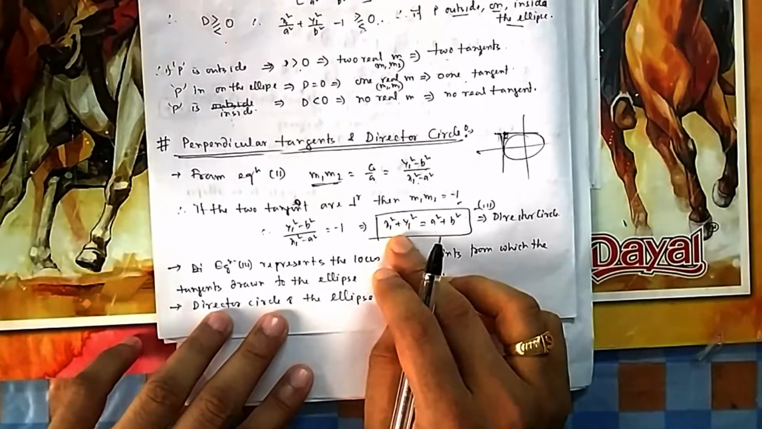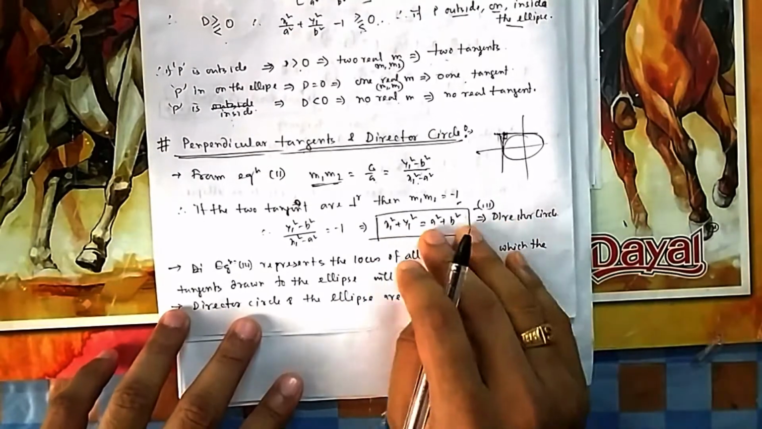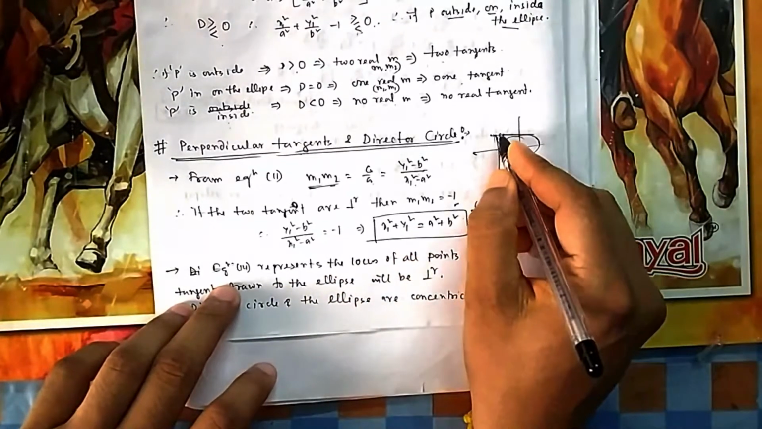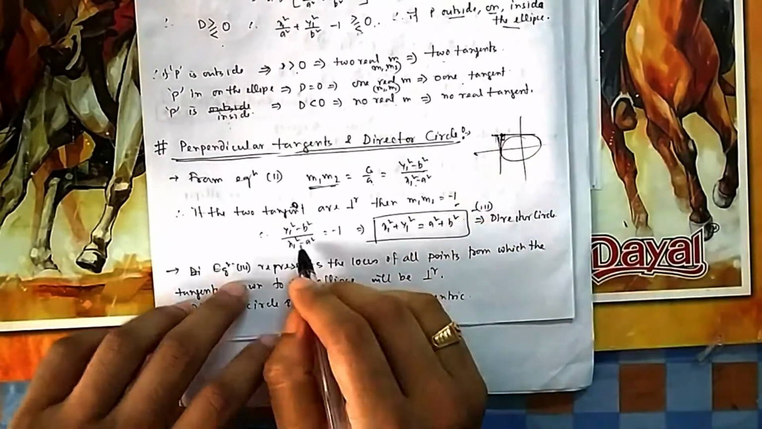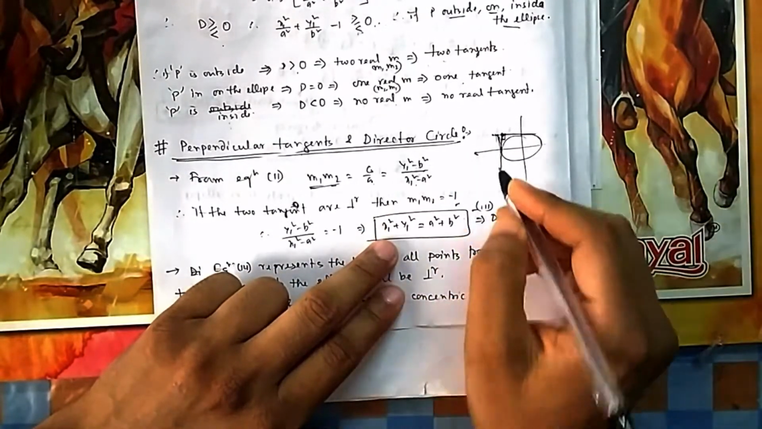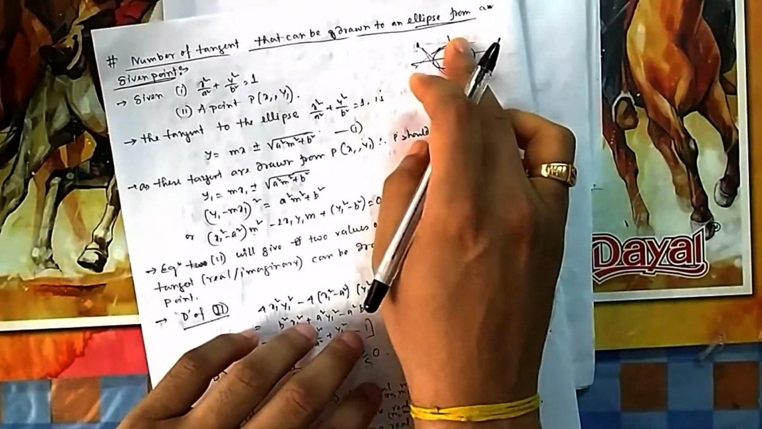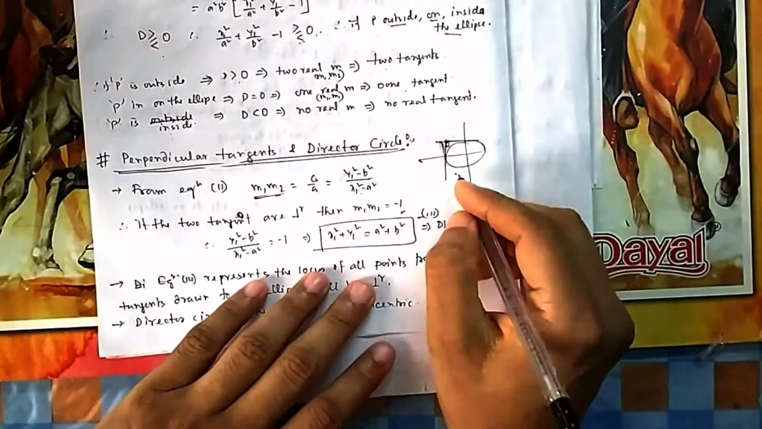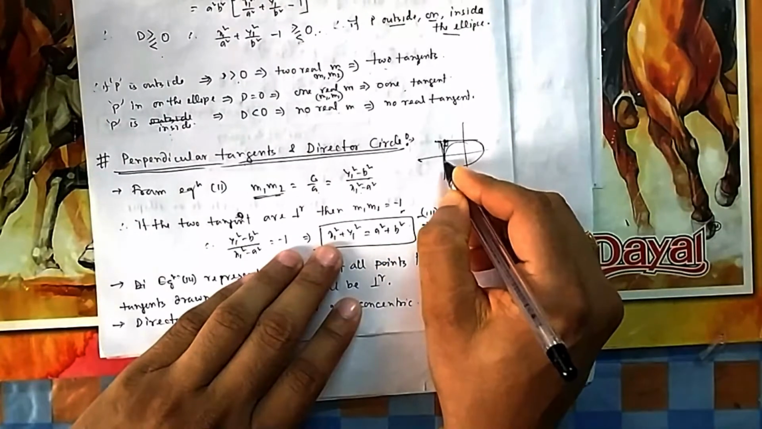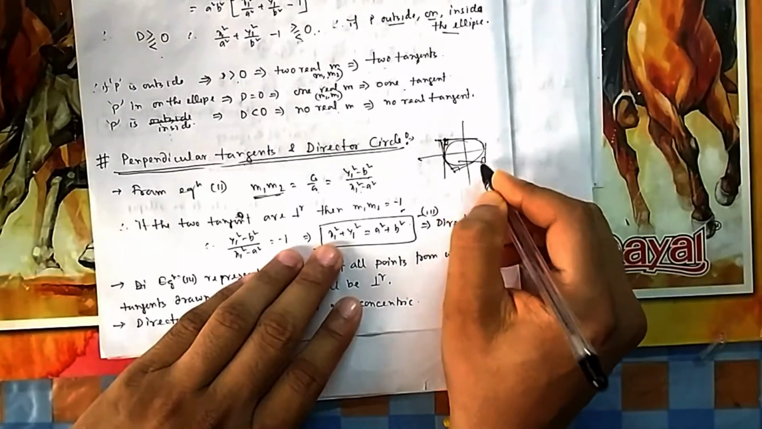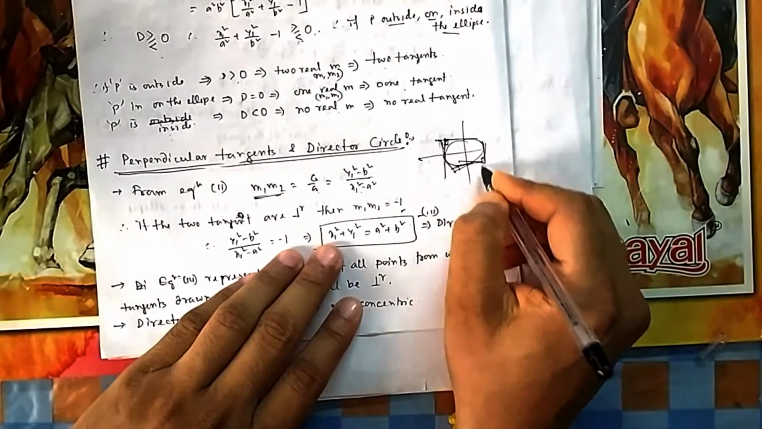So what does this represent? This is known as diameter circle. So you will come later. This represents the locus of all points from which you can draw perpendicular tangents, because you can see, you got a point, x1 y1, this was the point from which you are drawing tangents. Now because you are drawing perpendicular tangents, that means x1 y1 represents all points from which perpendicular tangents can be drawn, all points from which you can draw perpendicular tangents to the ellipse.